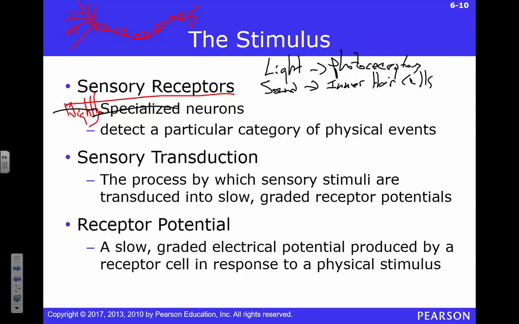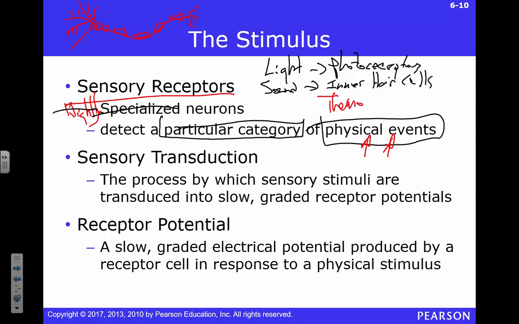You see things because your retina has those specialized photoreceptors that are going to detect that particular category of a physical event. We're always connecting it back to that physical world, whether that's sound, whether it's light, whether it's a physical touch of some sort, right? That's going to cause pressure or maybe some pain. What about thermoreceptors, right? Like we have hot or cold. They're specifically for that particular type of stimulus.